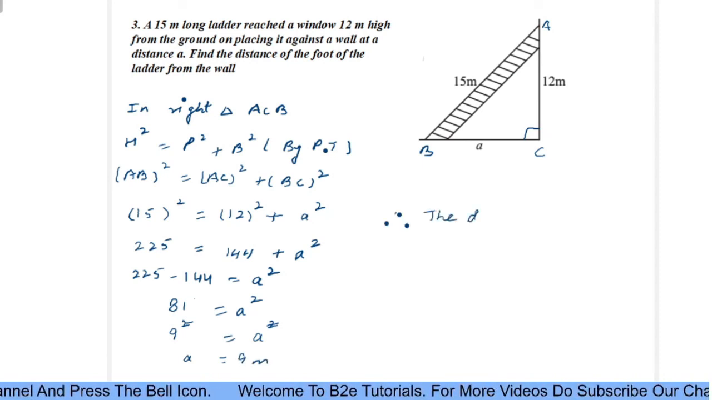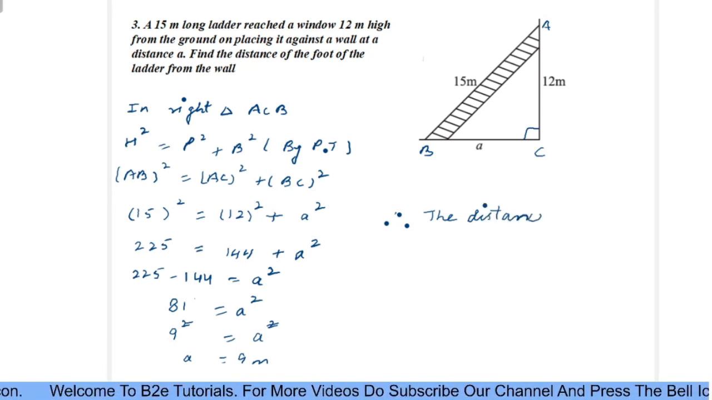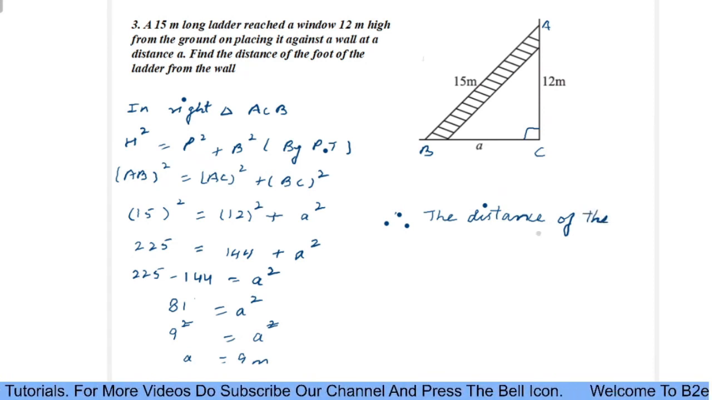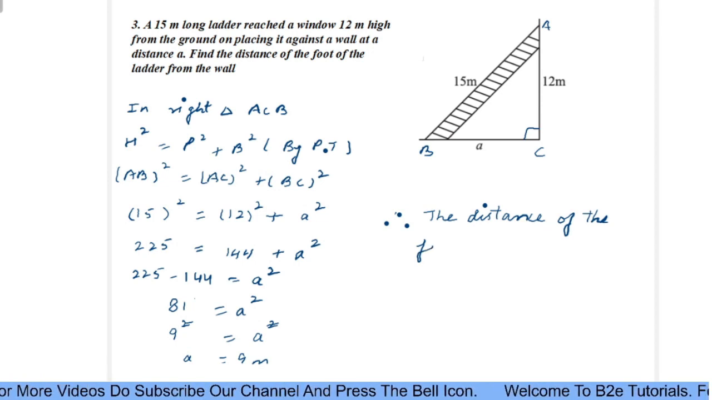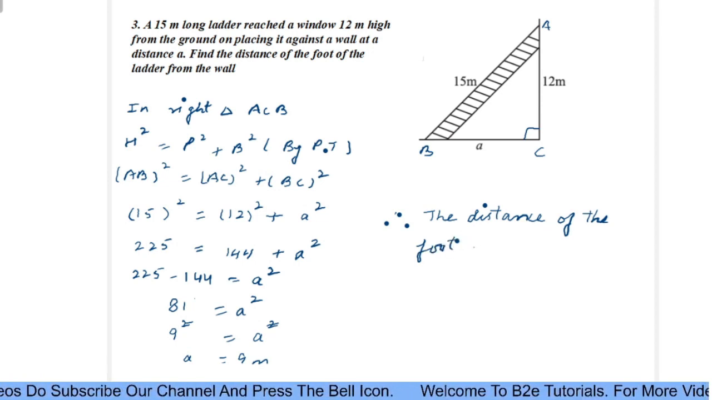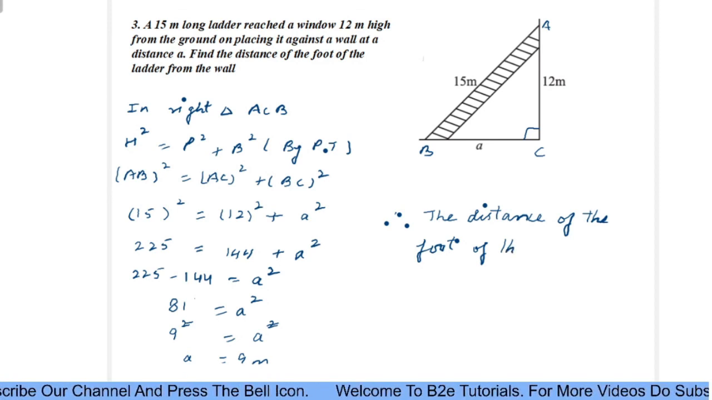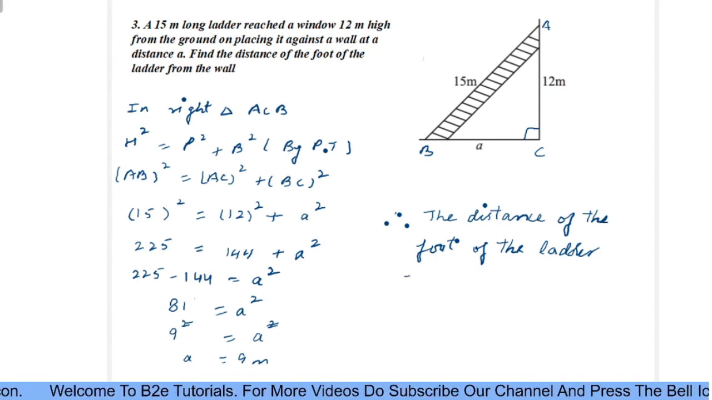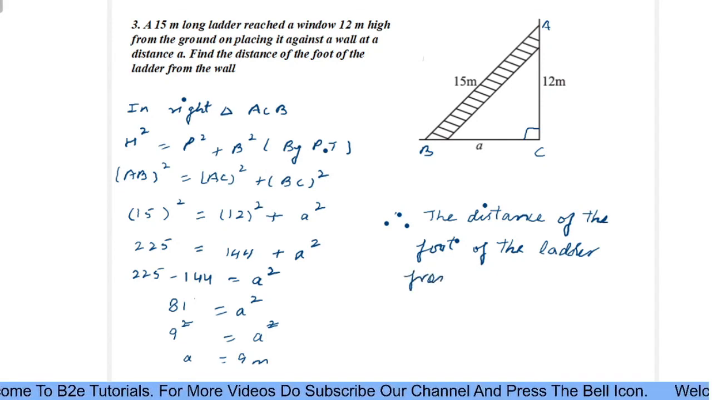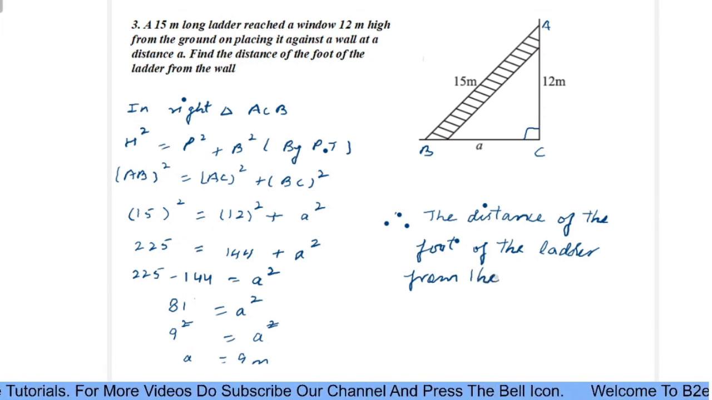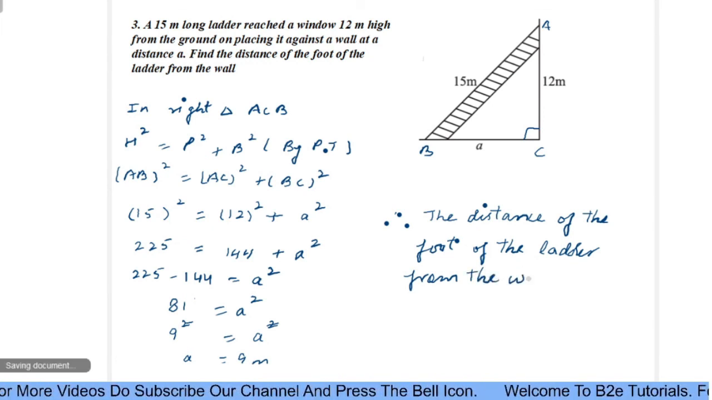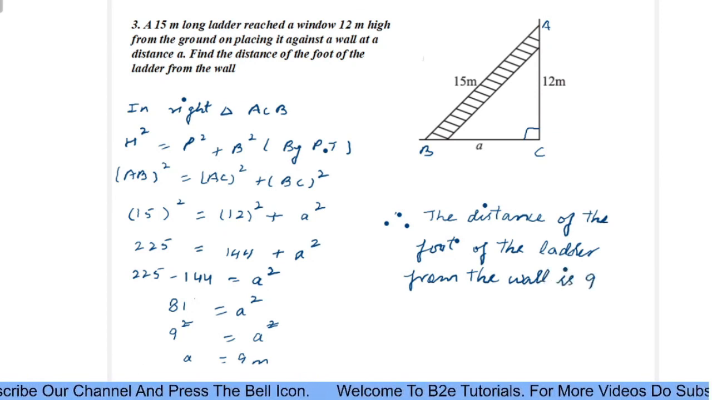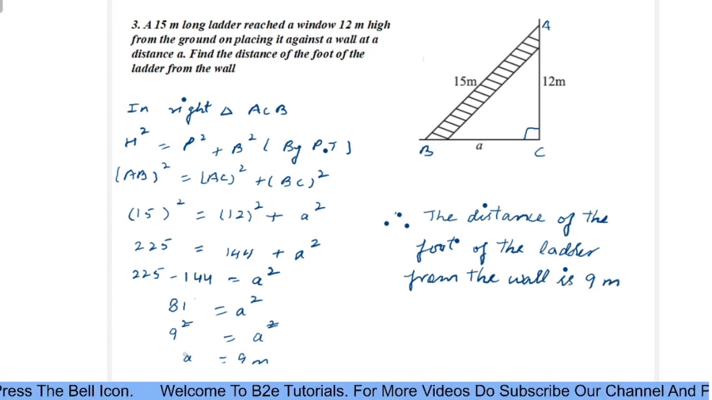Therefore, the distance of the foot of the ladder from the wall is 9 meter. Now come to next question.